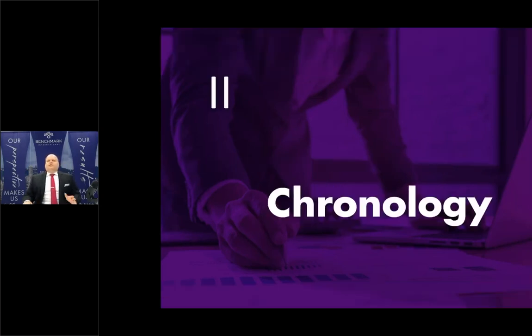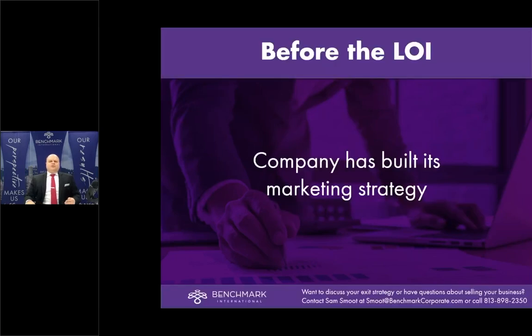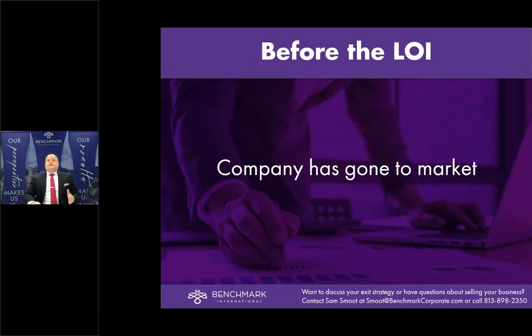Okay, move on to the next step here. Try to get these a little faster so we can get to the 12 issues. The chronology: where does the letter of intent fall in the company sale process? So what's happened before the letter of intent? The company has built its marketing strategy and drafted its teaser and its confidential information memorandum. This usually takes a month or two. The company has gone to market. The teasers have gone out, non-disclosure agreements are signed by interested buyers, and confidential information memorandums go out.